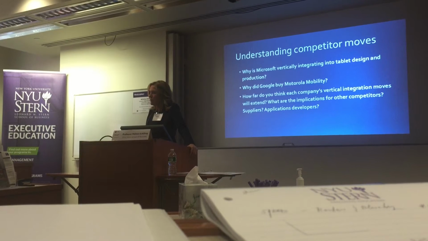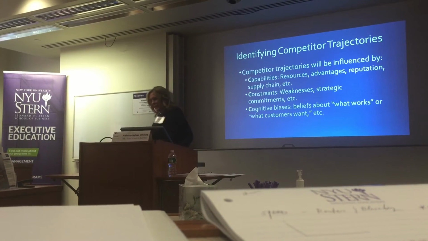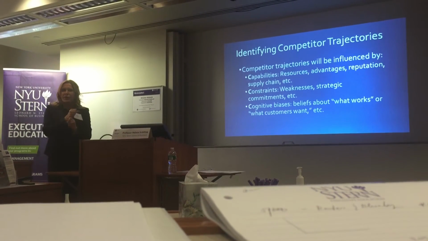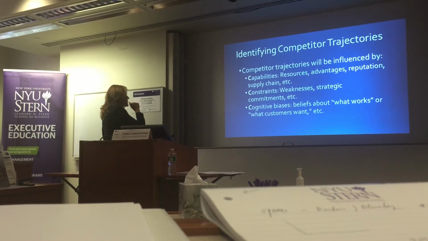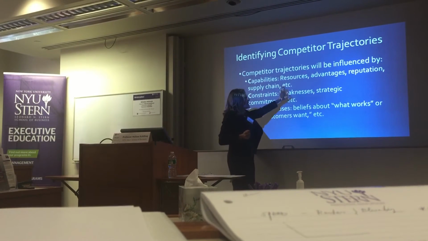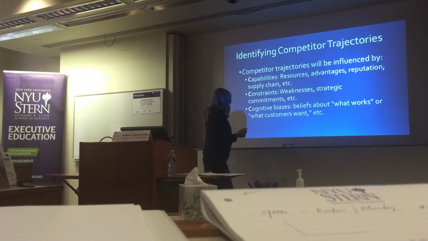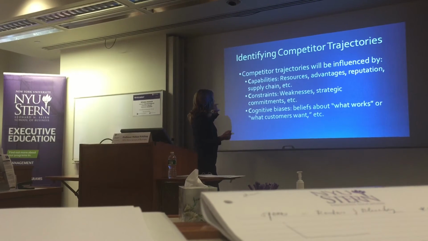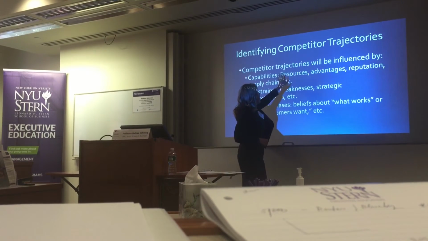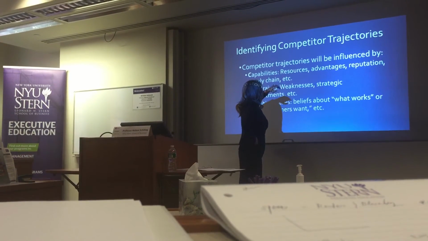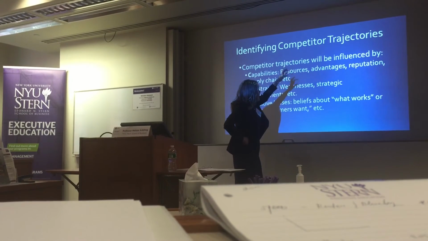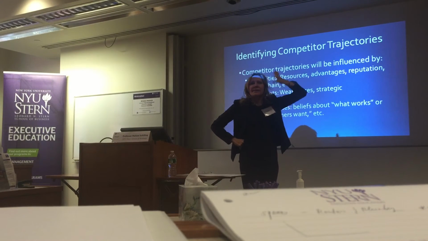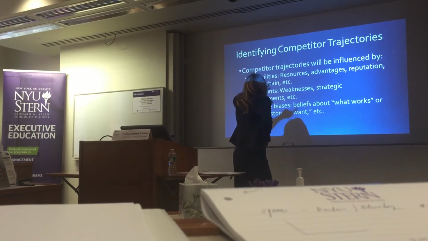Okay. So, what we want to do is think about competitor trajectories being shaped by capabilities, what we know how to do, what we're good at, our advantages, our resources, our reputation, our supply chain. Constraints, so things like weaknesses that we have or strategic commitments we've already made. Cognitive biases, beliefs about what works or what customers want. So we want to apply this to Google. On the one hand, we might say, well, they don't really have hardware capabilities, but then again, maybe we can just buy that. Maybe that's not a big problem. They are producing Google Glass, which is a hardware item that would be an interface kind of like a phone would be. So maybe we think they're headed down that path.